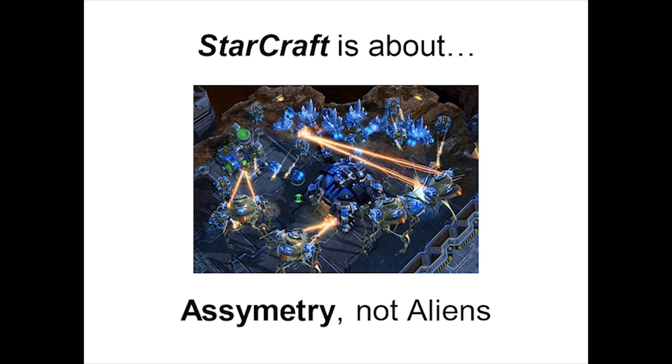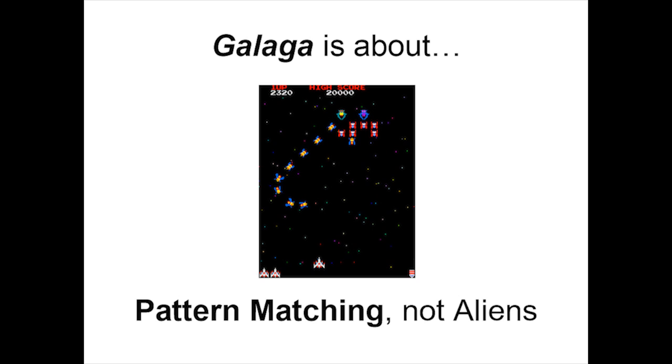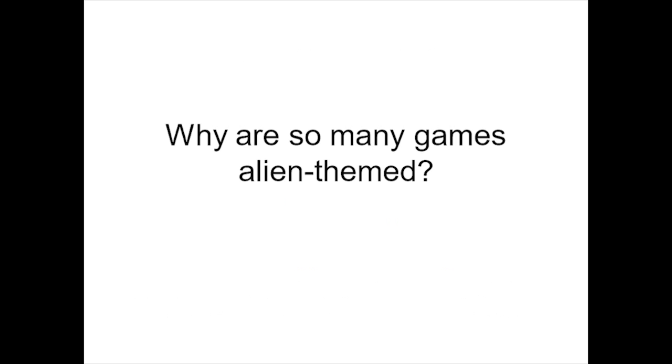Galaga is a game of pattern matching. It's about expecting how the aliens are going to come this time. Is it to the left, the right? Are they going to circle? What are the gaps going to be between them? And the reason why I keep hitting on this is, why are there so many alien themed games? This is something you see all throughout the history of game development. And the answer is, it's easy to map mechanics onto.